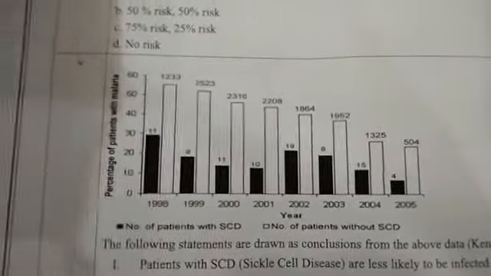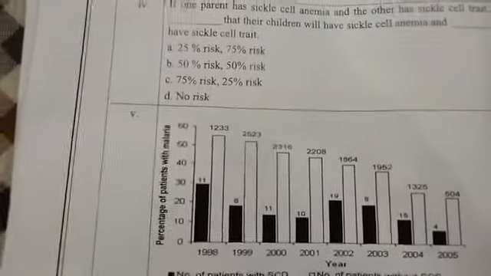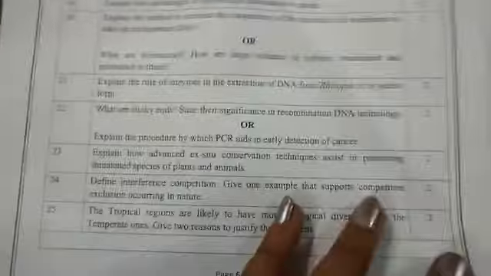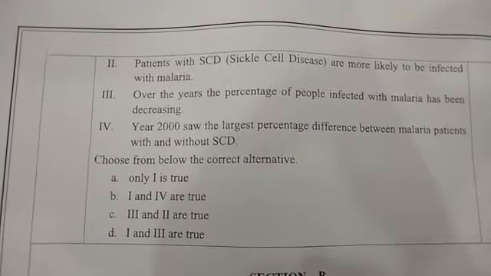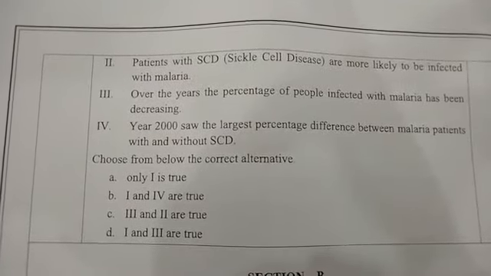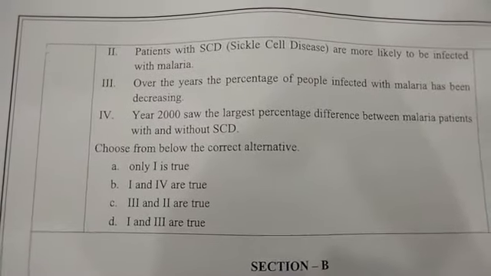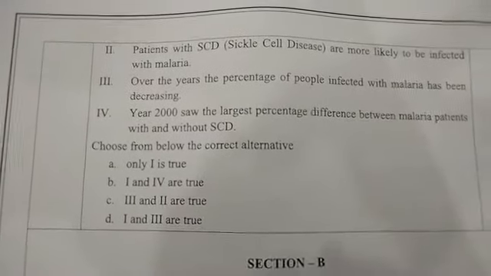Okay. So over here 16 questions we complete. Okay children. Then we move to the last portion. Okay. Patients with sickle cell disease are more likely to be infected with malaria. All these options are given and choose from below which two alternatives are correct. You can see. So you'll have to choose from here.